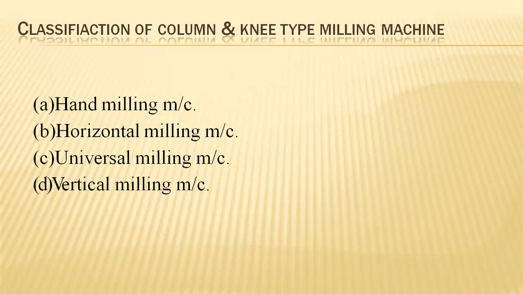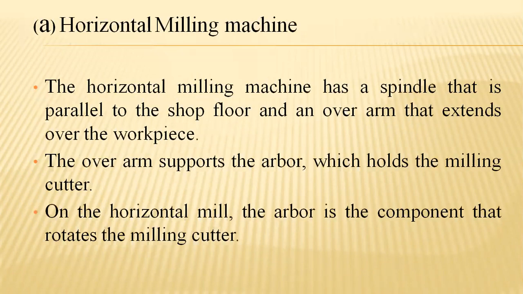Even this column and knee type of milling machine is subclassified into four subgroups. So generally, milling machines are classified into four groups, and in that the first classification is the column and knee type of milling machine, and this is again subclassified into four different types. That is the hand milling machine, horizontal milling machine, universal milling machine, and the vertical milling machine.